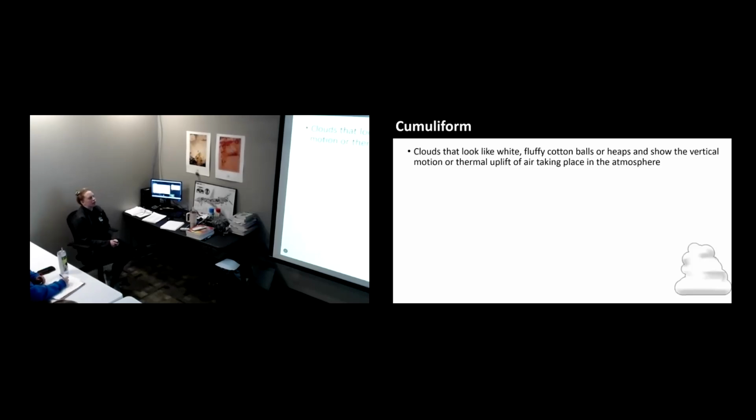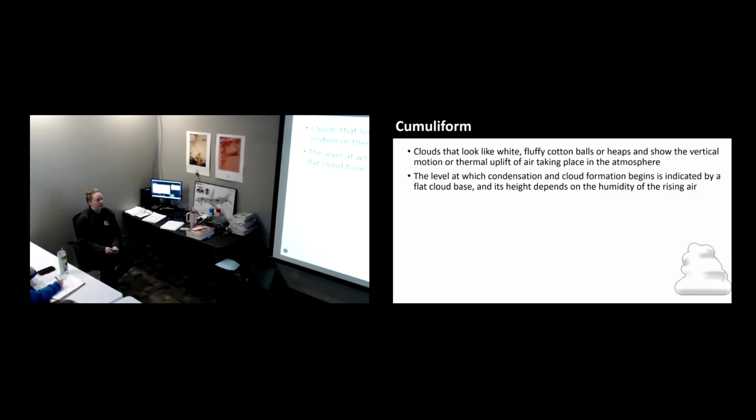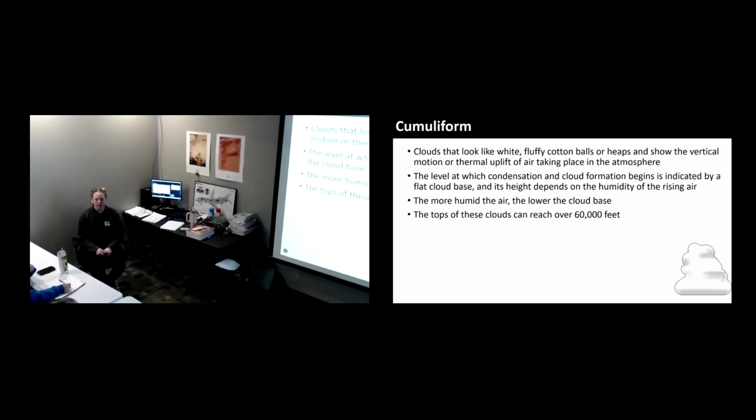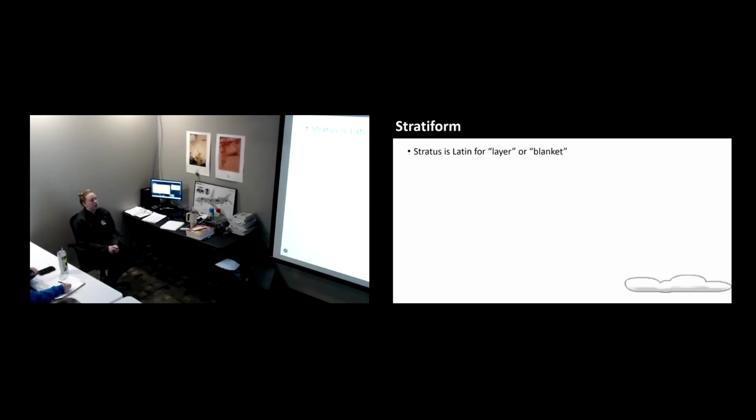Cumuliform. Clouds look white and fluffy, or heaps, and show the vertical movement or the thermal uplift of the air in the atmosphere. The level at which condensation and cloud formation begin is indicated by the flat cloud base. They're going to be like your stereotypical drawing of a cloud where it's flat and then puffy. The more humid the air, the lower the cloud base, because of dew point. These clouds can get up to 60,000 feet. They can be big boys, especially if it's associated with a thunderstorm.